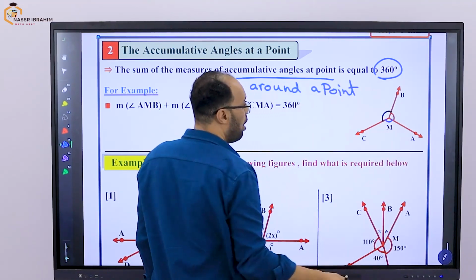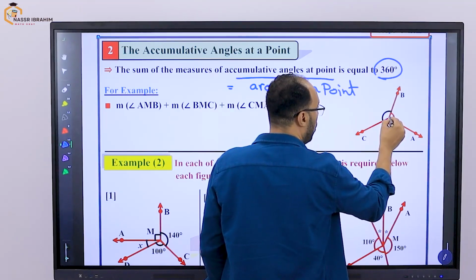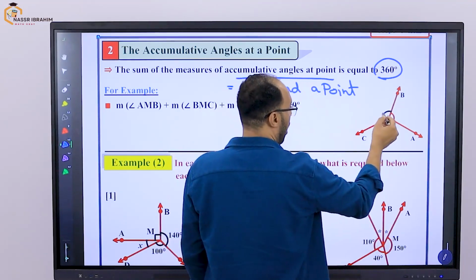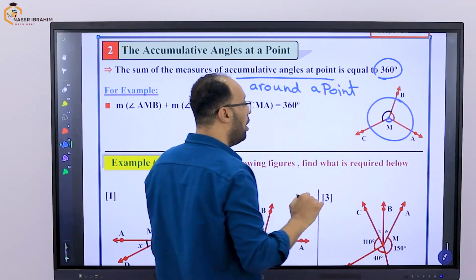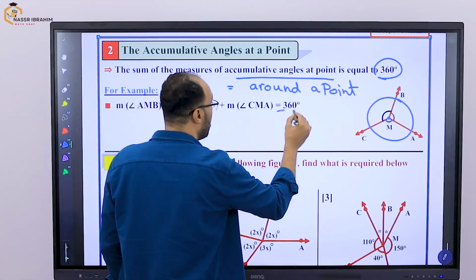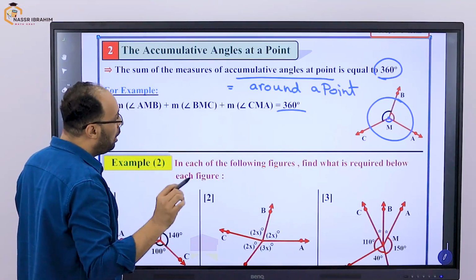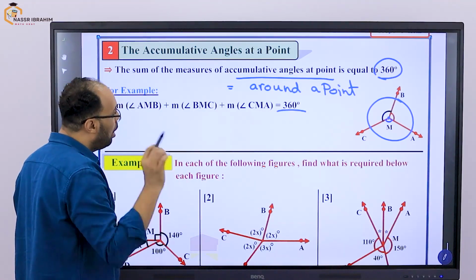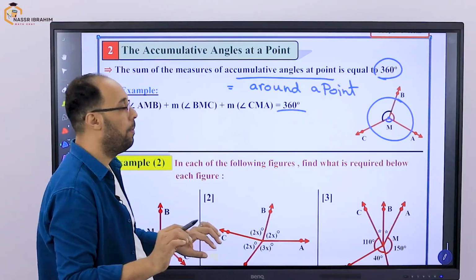As you see, these three rays start from the same point, which is M. We have MA, MC, MB. The sum of these angles together equals 360. This is the reason we say that they are accumulative angles or angles around a point. Their sum will always be 360.